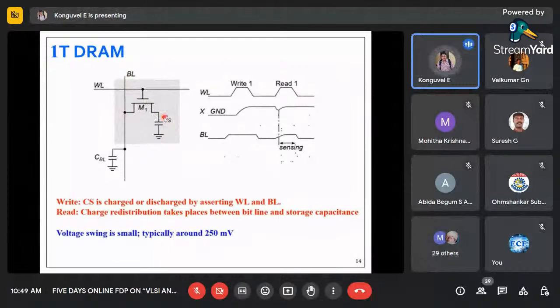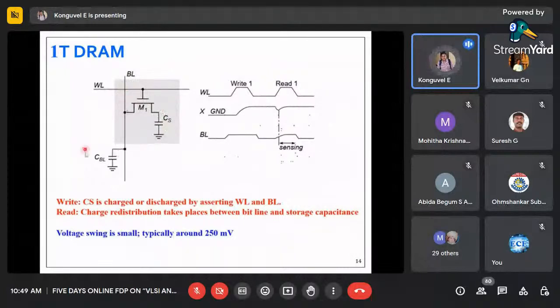During the read operation, here we are not going to precharge it. Precharge is not required here. Directly it can be read. During the read operation, this WL will be turned on. When this is turned on, whatever value is available in the CS, the capacitance, that will be available to this BL line.